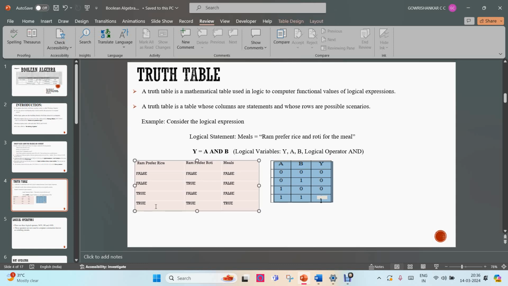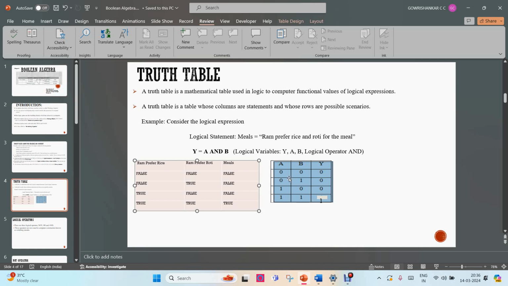Next and last, he prefers the rice and he prefers the roti also. He prefers both for lunch. Because of that, it becomes true. In an AND operation, both inputs must be 1 for the output to be 1, else it will be false: 0 0 0. See, this is a truth table.